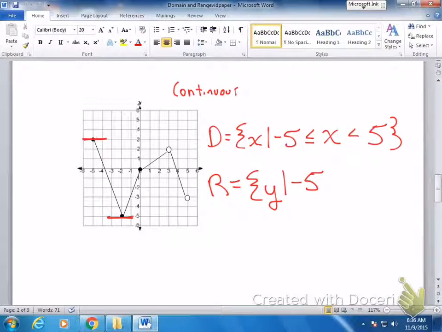Now this is the lowest possible point and it's solid, so that's going to be less than or equal to all the y values in my range. I go all the way up to 3. Now that's as big as I get, so everything else has to be less than that, but since it's a closed circle again, I write equal to.